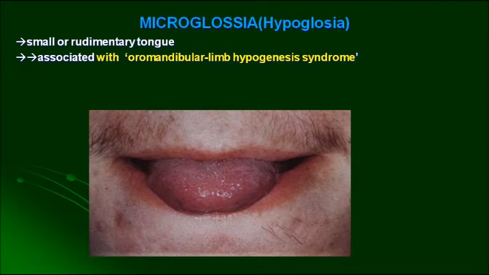And which is the syndrome associated with it? That is an important question. Microglossia is often associated with oromandibular limb hypogenesis syndrome. From that term itself, it is very clear. Hypogenesis means all the structures are underdeveloped. So oromandibular limb hypogenesis syndrome is associated with microglossia.